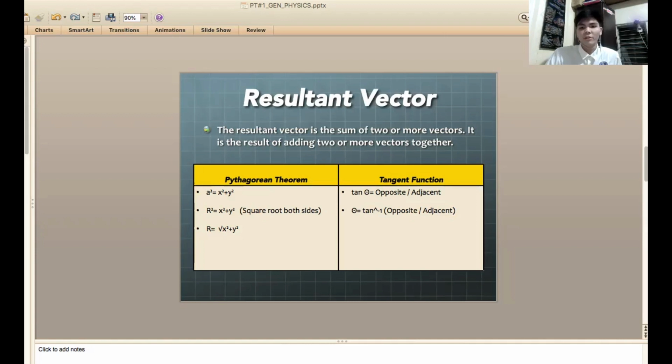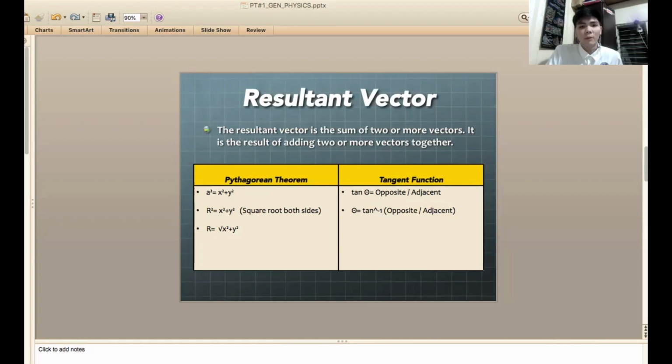The tangent function, we also encountered it in junior high school, back in grade 9 or grade 10. We know it as tangent theta is equal to opposite over adjacent. But we're going to find the angle or degree of the resultant vector. So theta is equal to tangent raised to negative 1 of the quantity opposite over adjacent.